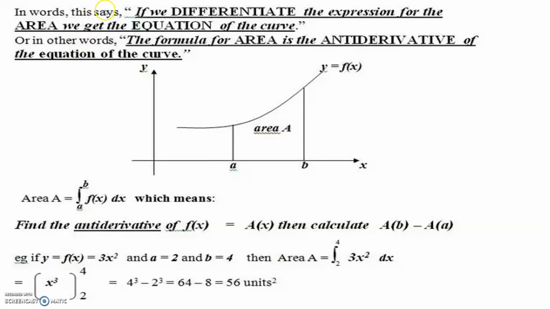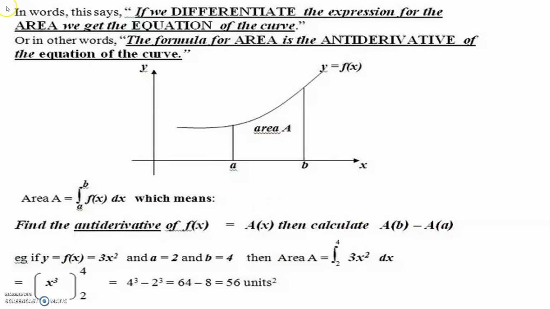So in these words, they say that if we differentiate the expression for the area, we get the equation of the curve. Or in other words, the formula for area is the antiderivative of the equation of the curve. Antiderivative means it is integration defined for the definite value shown in this diagram. Therefore, area A is equal to the integral from lower limit a to upper limit b of f of x dx, which means find the antiderivative of f of x, which equals capital A of x, then calculate A of b minus A of a.